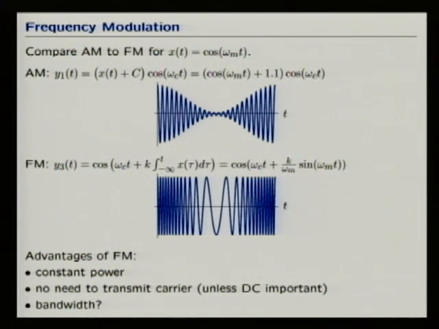There's no need to transmit the carrier in order to decode the FM signal, unless, of course, you're interested in understanding exactly where DC is. The interesting thing about audio is that we're very insensitive to DC, so that's not really very important for conveying speech sounds.